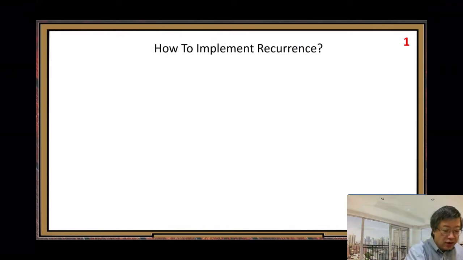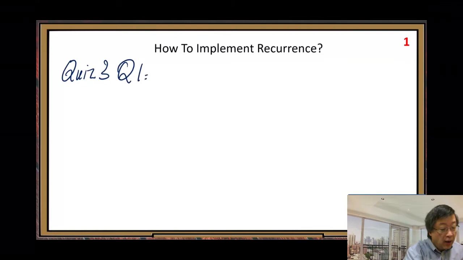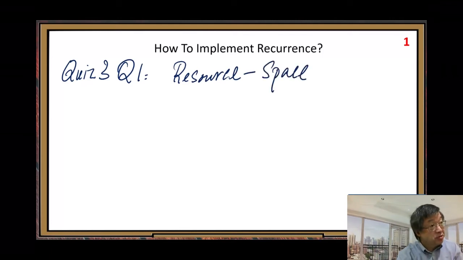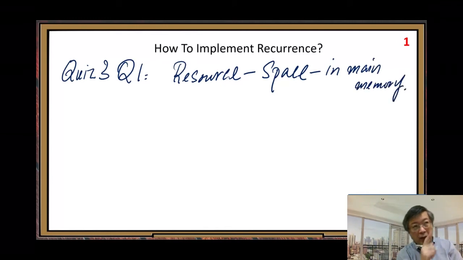Let's first look at our quiz 3 first question. In that question, we need to compare resource consumption. So here we look at the resource. Actually, that should be the space usage resource. We're talking about the space used in main memory. All right, let me use a diagram to explain how it is implemented in main memory. If you have this background, then it is very easy. You can get the correct answer.